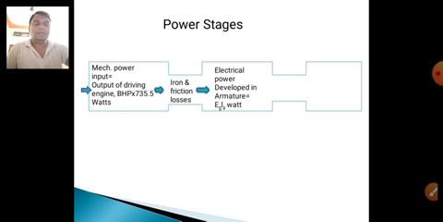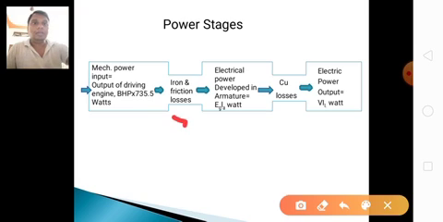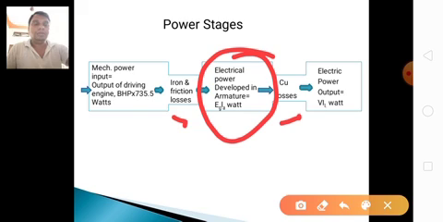Electrical power is given to the armature, and armature losses are also present, that is the armature copper loss. After the armature copper loss, the output is electrical power, equal to V into IL. So these are the different types of power stages in a DC generator. When we give the mechanical power, only the output comes out; in between there are the iron losses and the copper losses. The electrical power developed in the armature gives, after armature copper loss, the output power, V into IL.